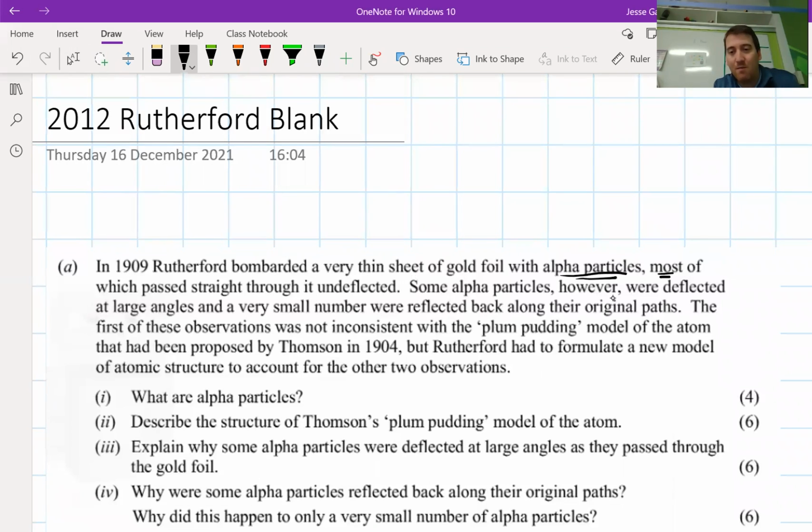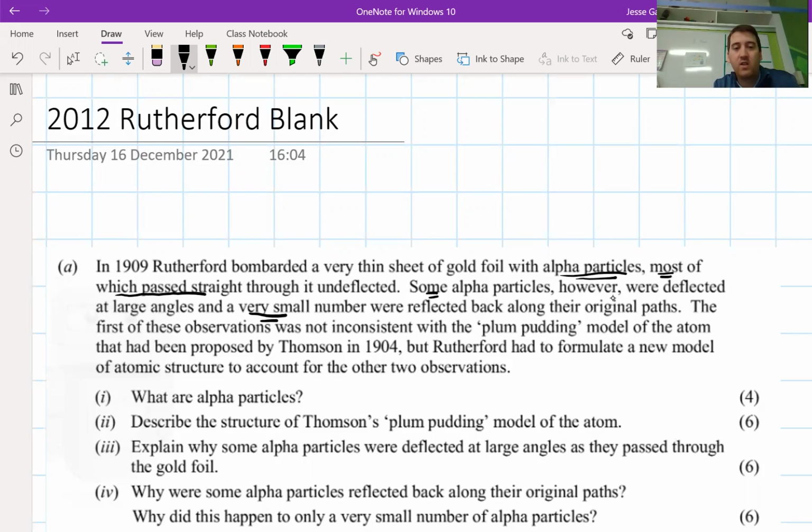So key word here being most of them. Most of them passed straight through, undeflected. Some alpha particles, however, were deflected at large angles, and a very small number were reflected back along their original paths. Again, this is exactly what you would have learned in the experiment, so it's not like there's anything new here.